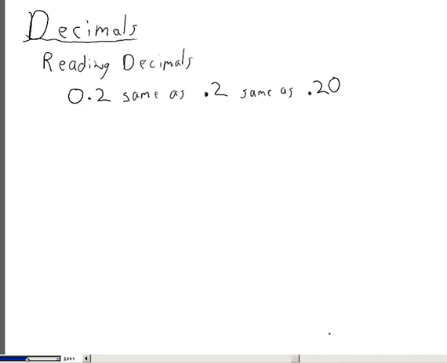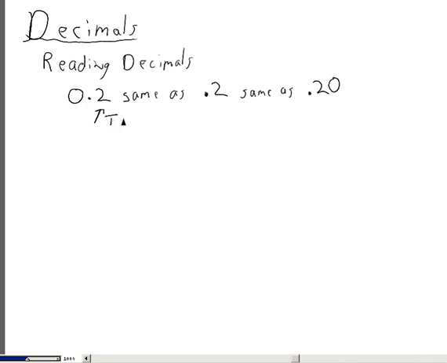Okay, let's go ahead and go over decimals here. First of all, you have to be able to read decimals. And I know we can read this as 0.2, that's true. But really this first unit to the right of the decimal point is the tenths place. So right here, we think of this unit as being in the tenths.